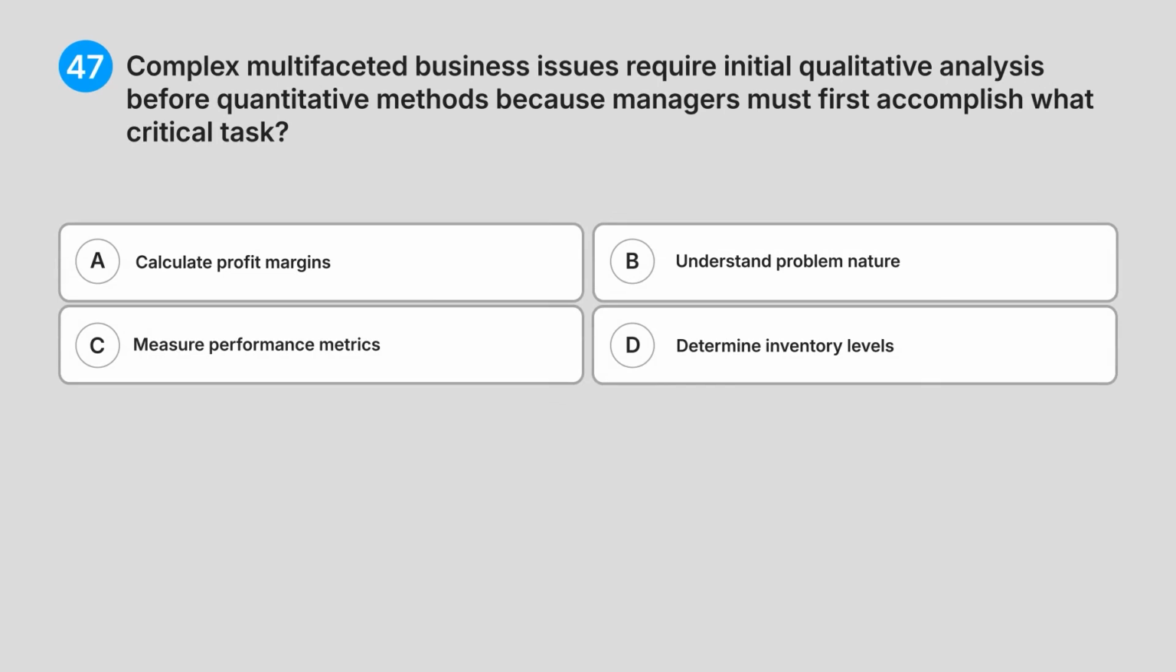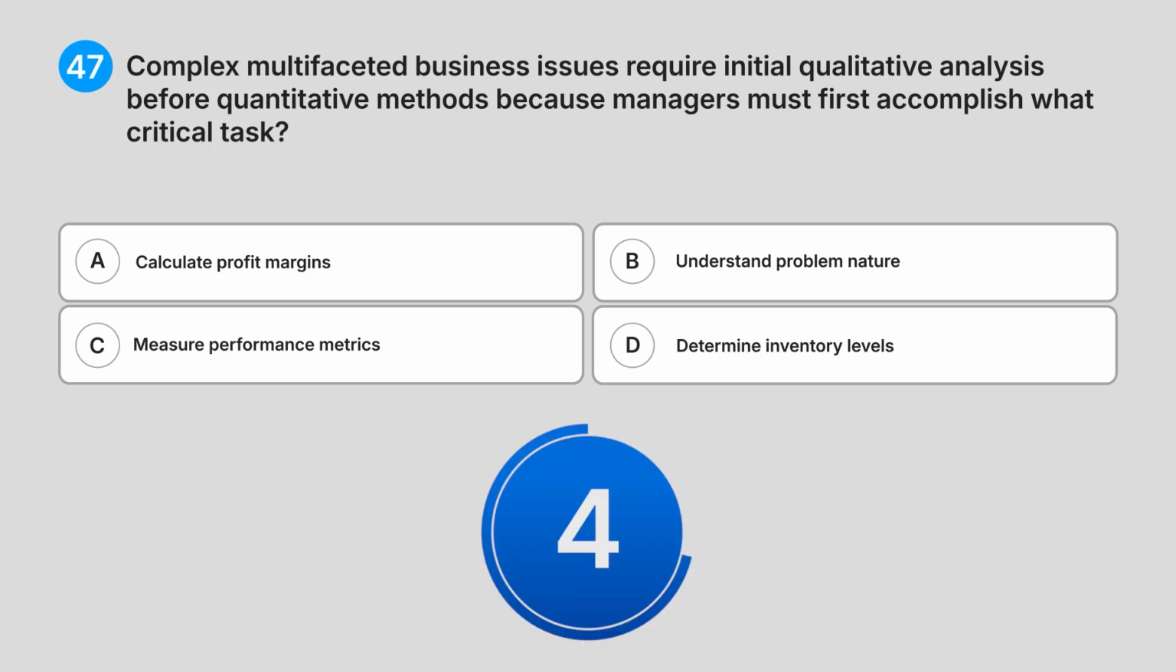47. Complex multifaceted business issues require initial qualitative analysis before quantitative methods because managers must first accomplish what critical task? A. Calculate profit margins. B. Understand problem nature. C. Measure performance metrics. D. Determine inventory levels. Can you guess the answer?